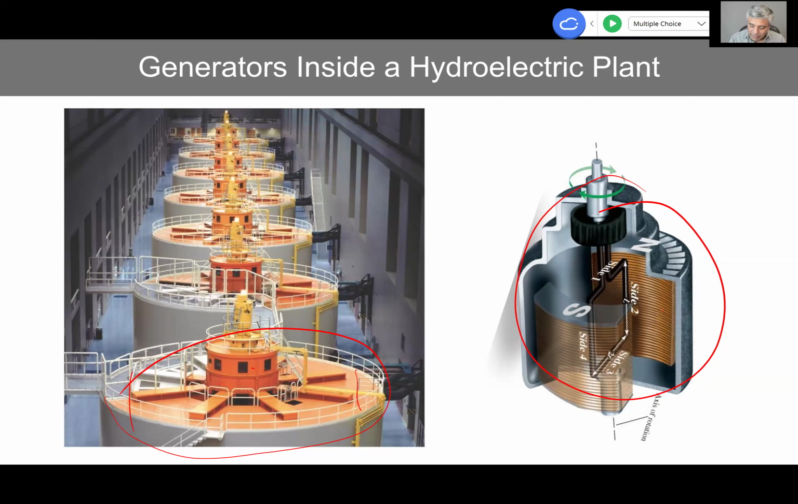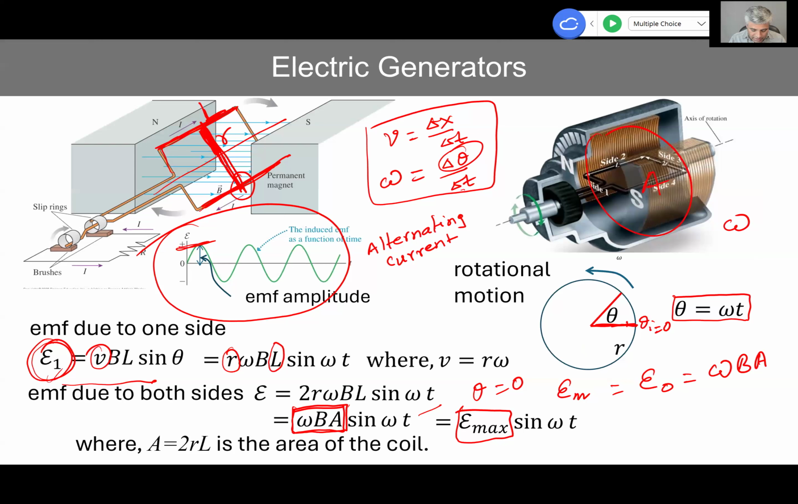And by the way, the number of turns is going to increase the value. Did I write that N here? This is from one coil, but this generator has thousands of them. So we need to multiply that by N to include the number of turns, okay?